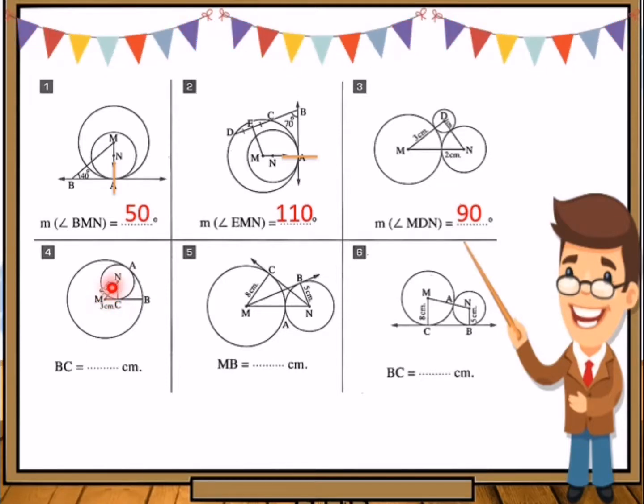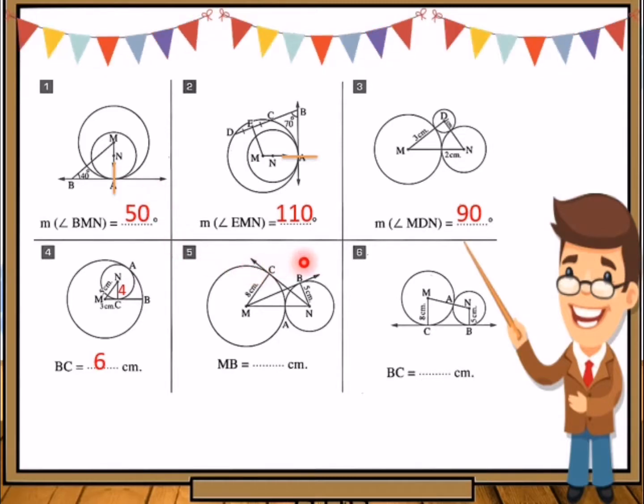And the distance between the centers is 5. To find the greater radius, we will add them. 5 plus 4 equals 9. 9 minus 3 equals 6.